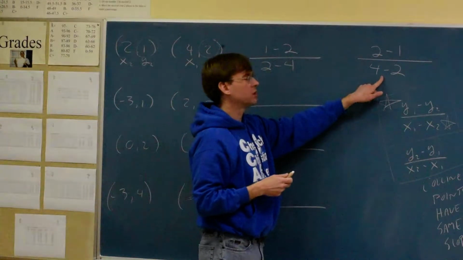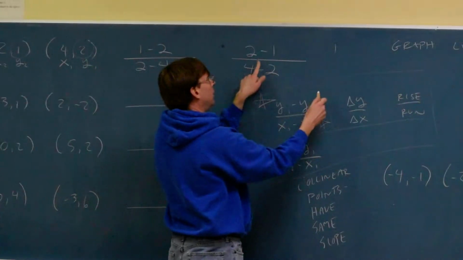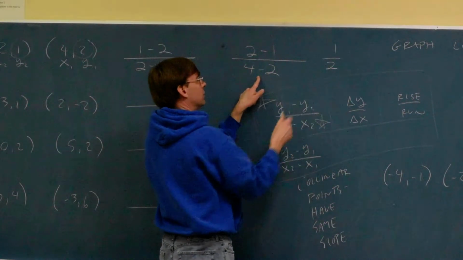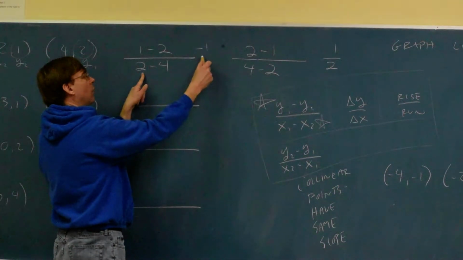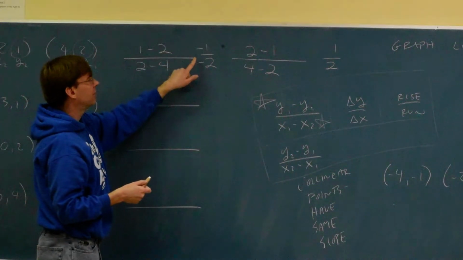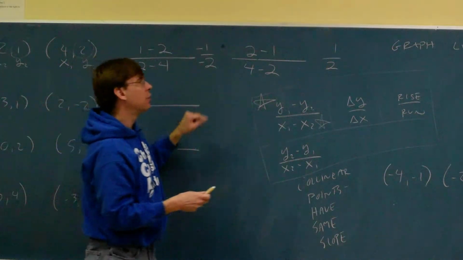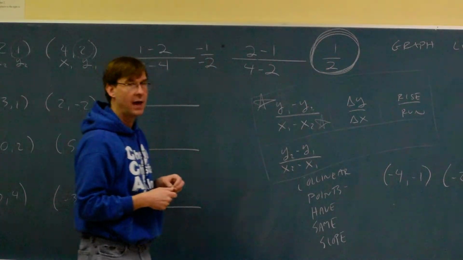You probably like the looks of that one better, so if you do that, that's fine. 2 minus 1 is 1, 4 minus 2 is 2. If we had gone this route, we'd have had a negative 1 on a negative 2. And a negative dividing a negative is going to anyway be positive. No matter what you do, all roads will lead you to that answer.